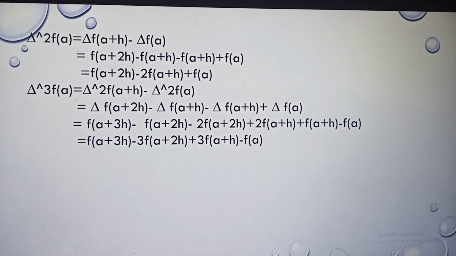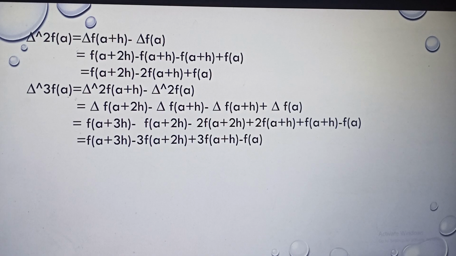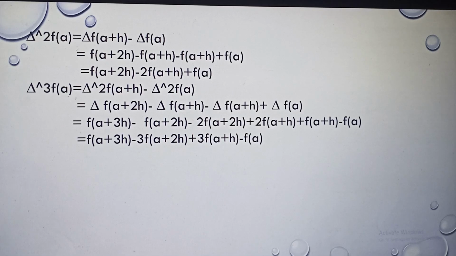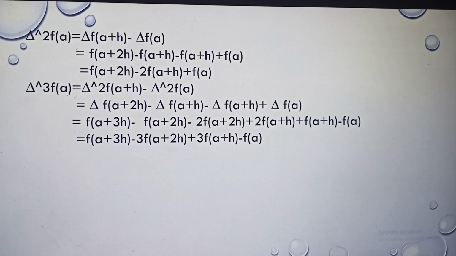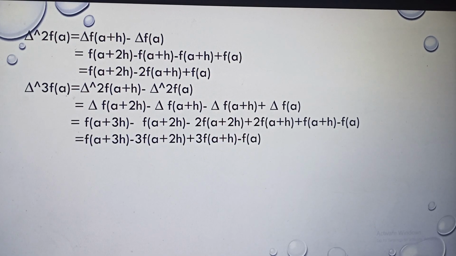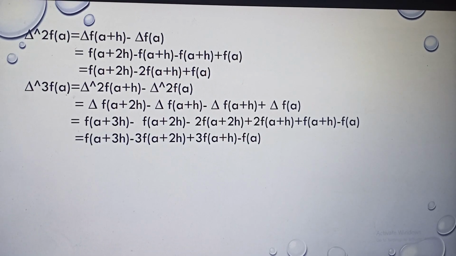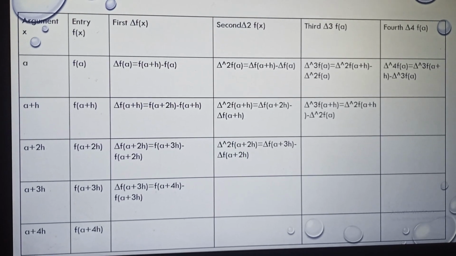Delta cube f of a equals delta square f of a plus h minus delta square f of a, which equals delta f of a plus 2h minus delta f of a plus h minus delta f of a plus h plus delta f of a. This gives f of a plus 3h minus f of a plus 2h minus 2f of a plus 2h plus 2f of a plus h plus f of a plus h minus f of a, which equals f of a plus 3h minus 3f of a plus 2h plus 3f of a plus h minus f of a. The above information we can express in a table of values.